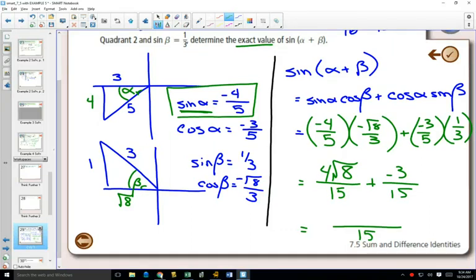Remember how to add fractions. How do you add 4 root 8 minus 3? You can just write 4 root 8 minus 3. Those are not like radicals or like terms, so that's the best you can do. But you do need to write it as a single fraction in the end.